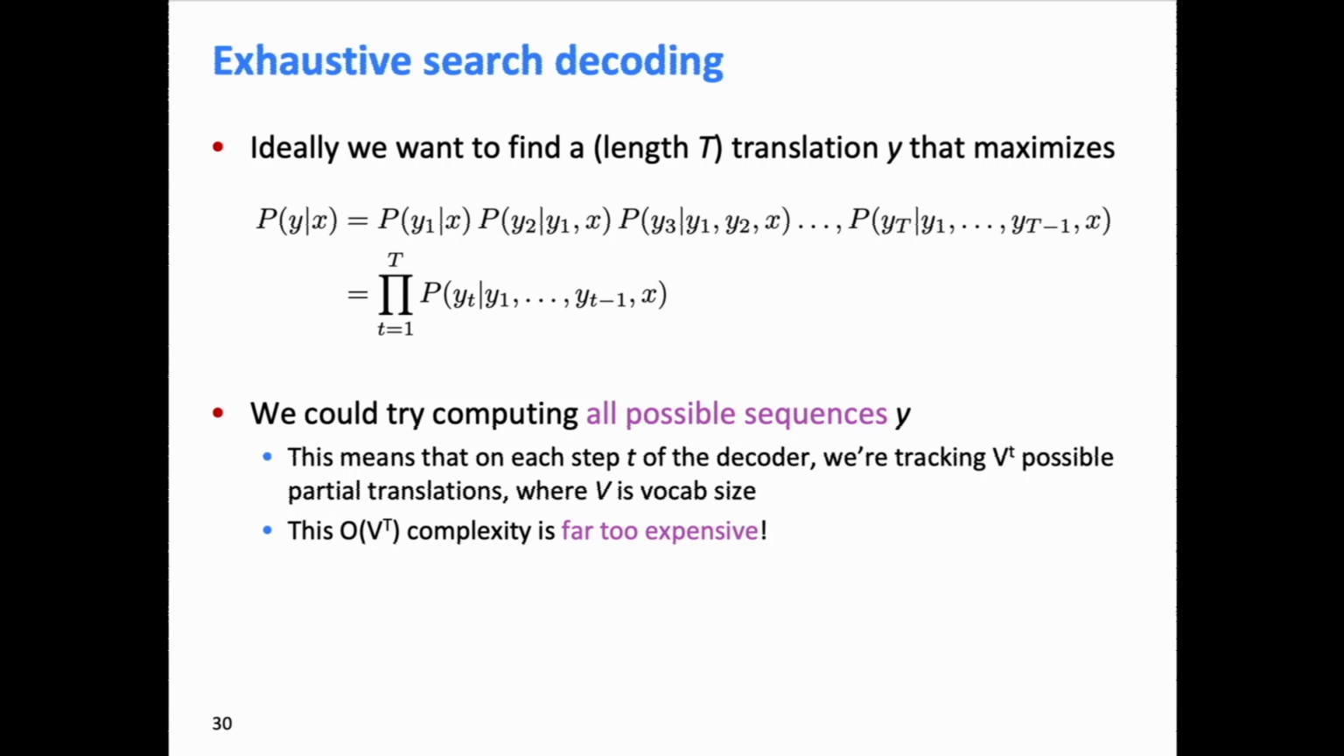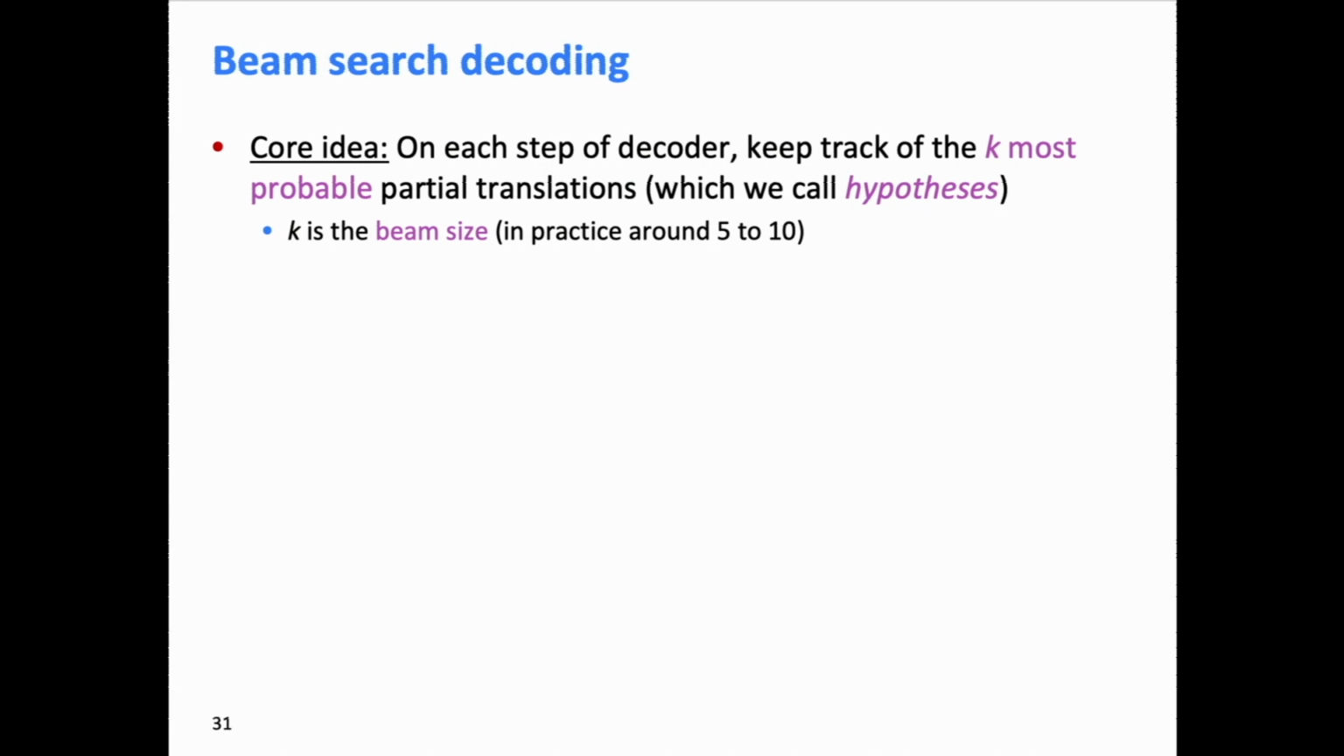So yes, we're going to use some kind of search algorithm, and in particular, we're going to use beam search decoding. The core idea of beam search decoding is that on each step of the decoder, you keep track of the k most probable partial translations. We call partial translations hypotheses because we're tracking multiple of them and we're not sure which one is best, so we're thinking about several. Here, k is an integer, and we call this the beam size. In practice for NMT, this is usually maybe 5 to 10. You can think of k as how big your search space is at any one time. If you increase k, you're going to be considering more different options on each step, and you might hope that this will mean that you get a better quality solution in the end, though of course it will be more expensive.